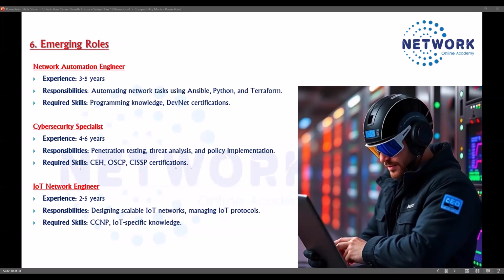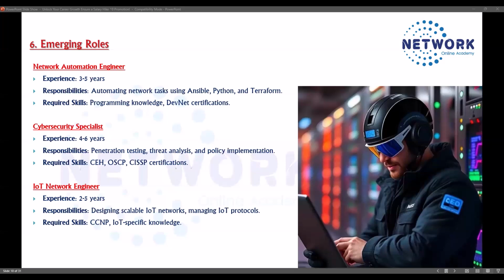Or if you're working on the network security side, you might have a dedicated cyber security specialist who will be responsible for doing the majority of the network testing, like penetration testing, threat analysis, implementing the policies, or testing the network based on compliance requirements. Or there is even an IoT network engineer, where you will be working on the Internet of Things, where the majority of the application protocols are running on the internet. You will be managing that.